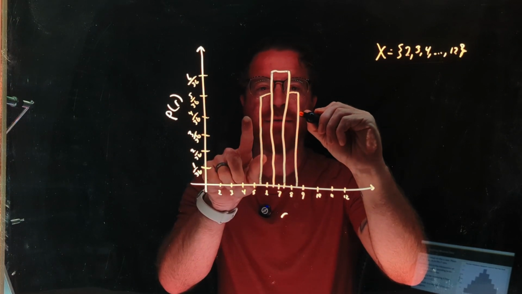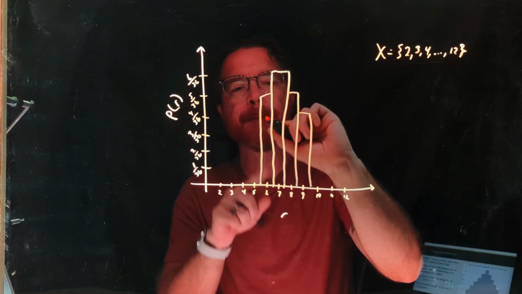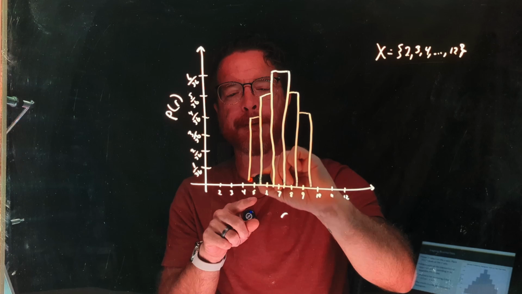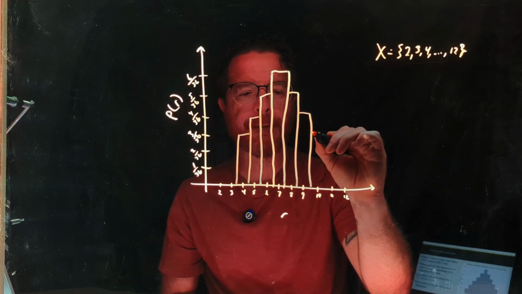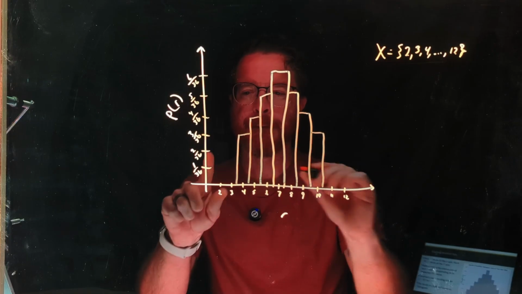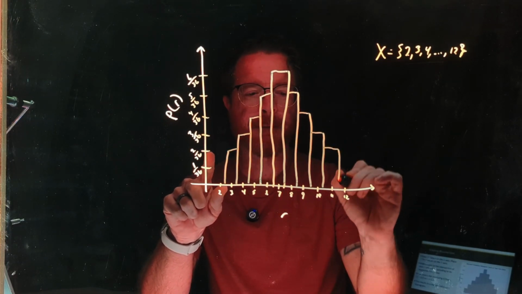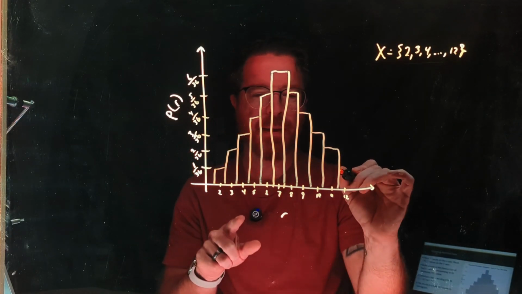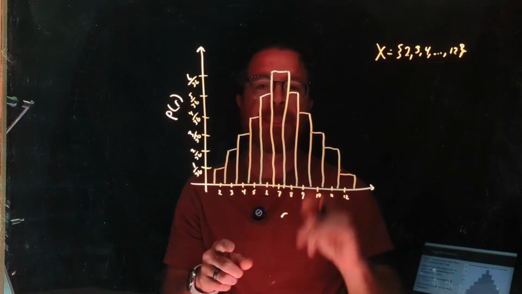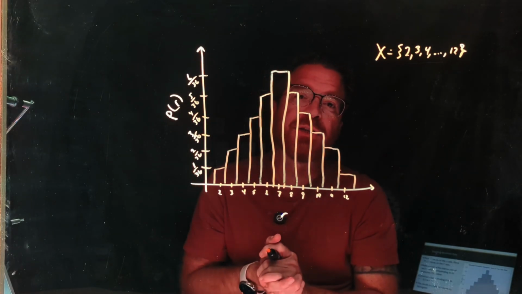So in this case, we have... and then the last one. And this is how you would draw a binomial histogram, right?